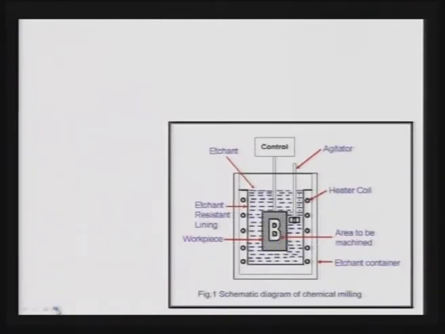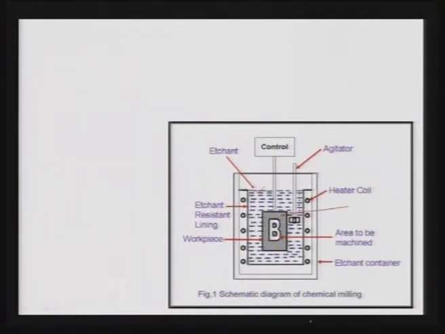Now, this is a basic principle showing figure. You can see here that the etchant is there, which is shown in this particular container. Now, the workpiece is shown there where B is written. This B is the area where there is no maskant, and the rest of the portion, as shown by the H line, is the maskant.